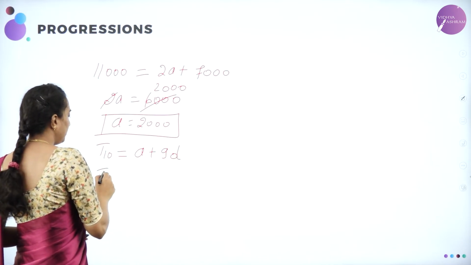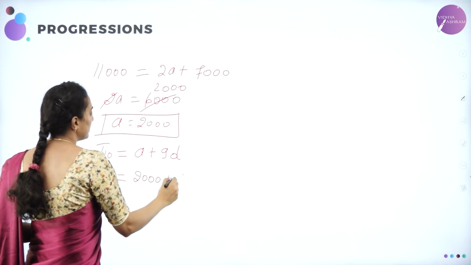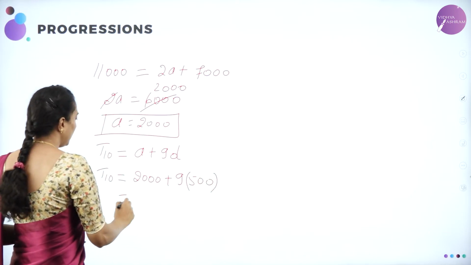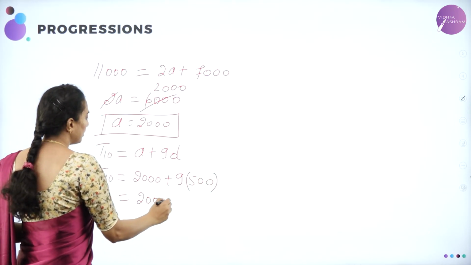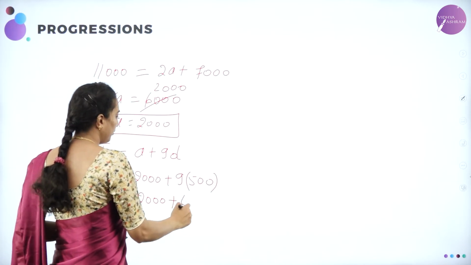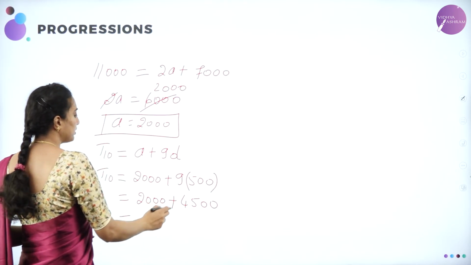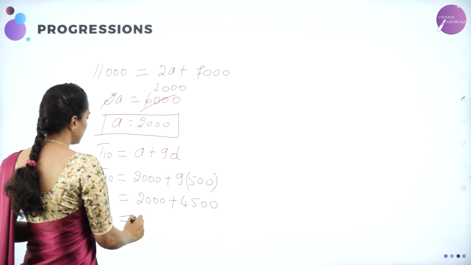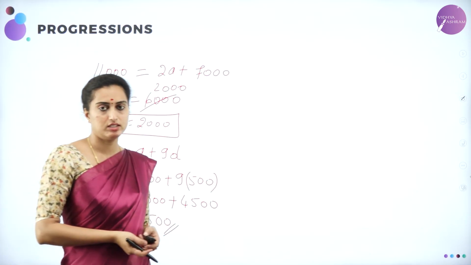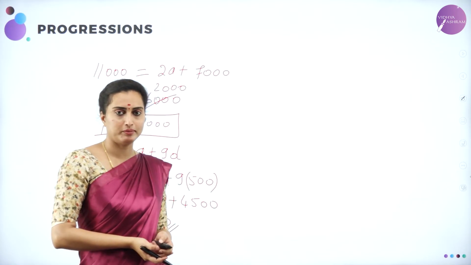So T10 is equal to A value 2000 plus 9 into d value 500. So T10 is equal to 2000 plus 9 into 5. 9 5s are 45, 4500. So the answer you are going to get, 2000 plus 4500, is 6500. That is the answer, that is T10. I hope you got this one. We'll move on to the next problem.